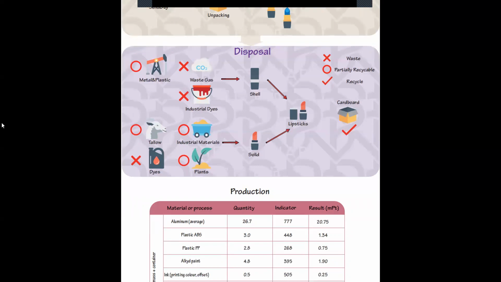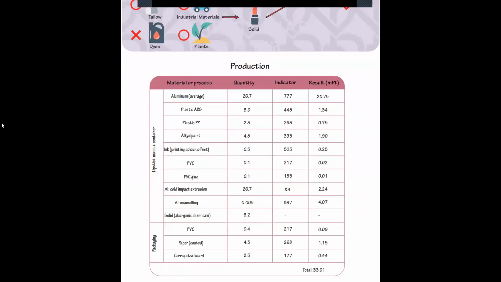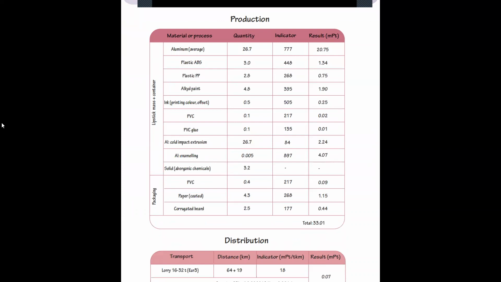Now let's look at the specific numbers of the life cycle analysis. As you can see, the production phase has the greatest environmental impact, which causes about 33 million points in total, and the distribution comes second. The main material, aluminum, is the most energy-consuming component, not only in the production of raw material, where the indicator is as high as 20.75, but also in its main manufacturing processes, cold impact extrusion and enameling. They all have greater environmental impact than other materials.